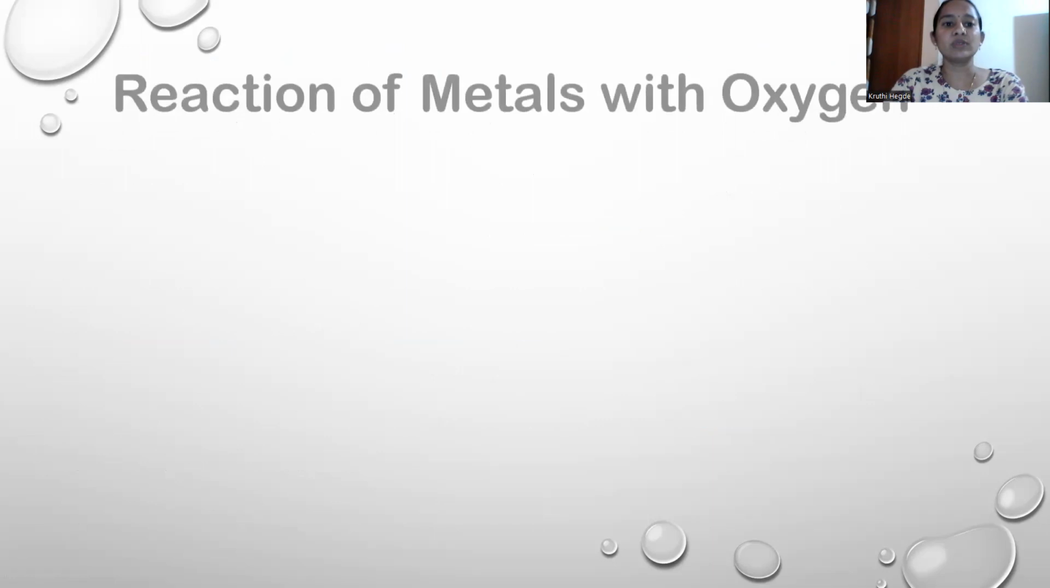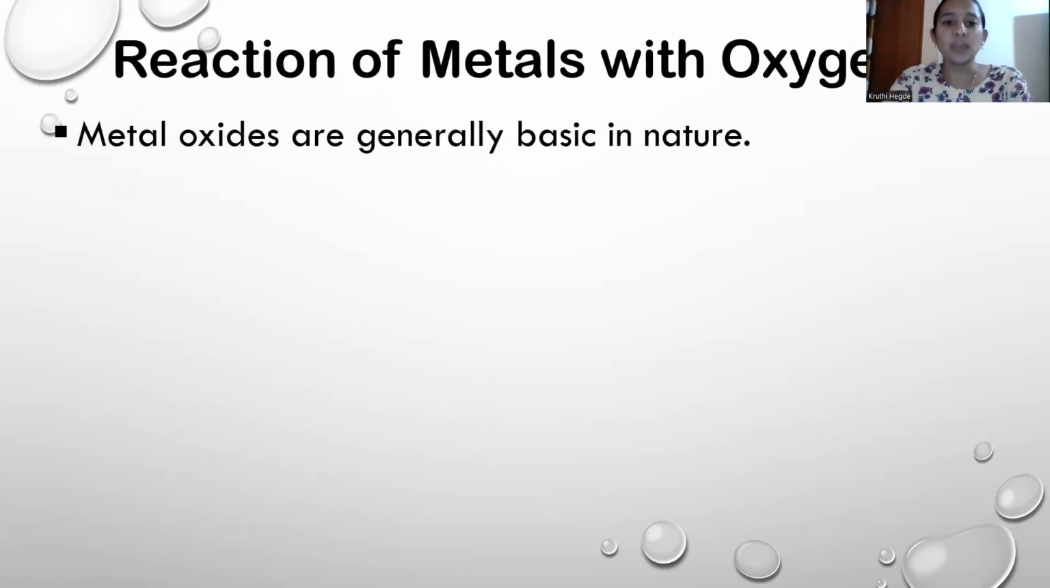So moving further, with oxygen, metal oxides are generally basic in nature. How can we know the nature of a metal oxide? If we want to know the nature of a metal oxide, we need to dissolve it in water and we can test it with litmus, the easier one. Magnesium oxide is that. If we dissolve magnesium oxide in water, what do we get?